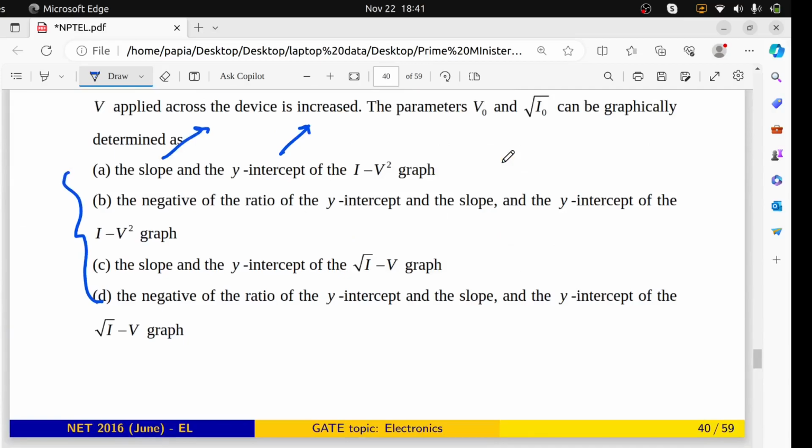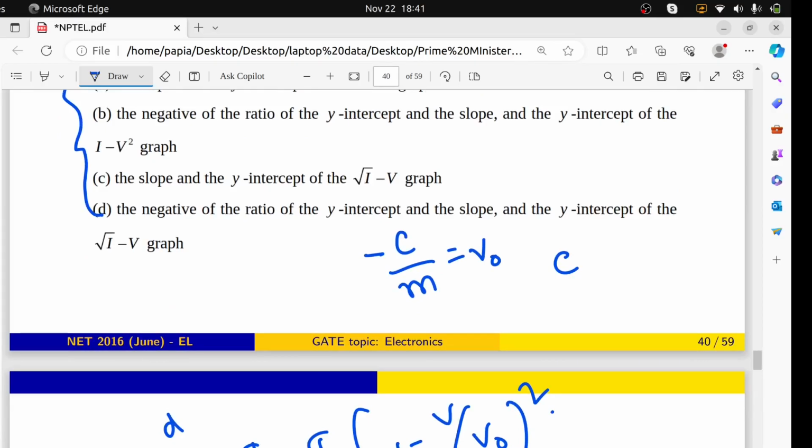Right now I will go to each and every statement. You can see here the slope and the intercept of the I V square graph. That is not correct. The negative of the ratio of the y-intercept and the slope and the y-intercept of the I V square graph. That is also not correct. The slope and the y-intercept of the root I V graph. That is also not correct. Now focus on the D option. The negative of the ratio of the y-intercept and the slope, that will give us V0, and y-intercept, that will give us root over I0 of the root I V graph. That means our correct answer will be D.